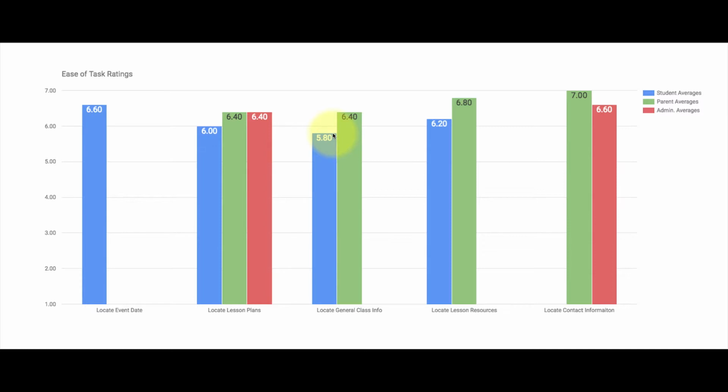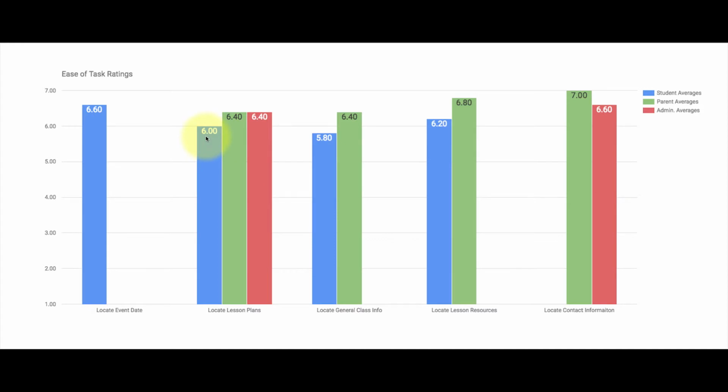Students gave it an average rating of 5.8. However, the parent group gave the same scenario an average rating of 6.4. Locating lesson resources was rated a high 6.2 by students and parents. Finding parent contact information was given a 7.0 by everyone in the parent test group and a 6.6 in the administrator test group.